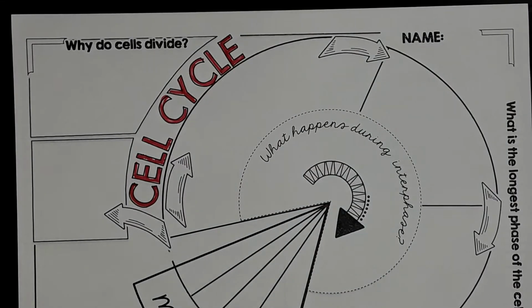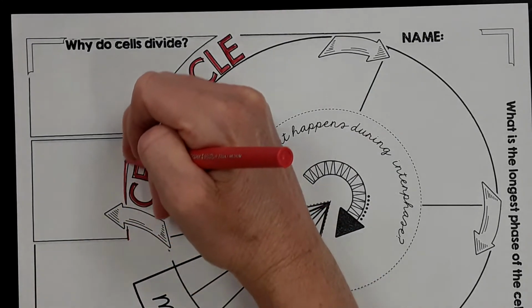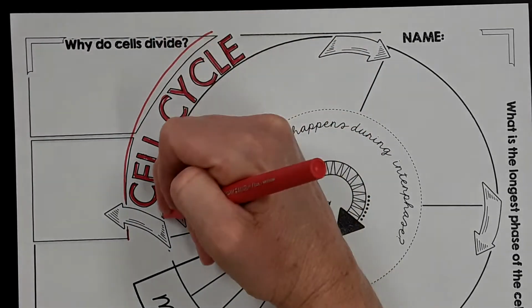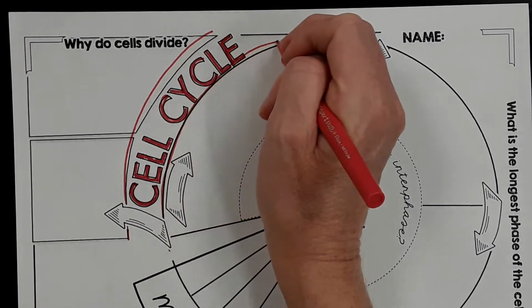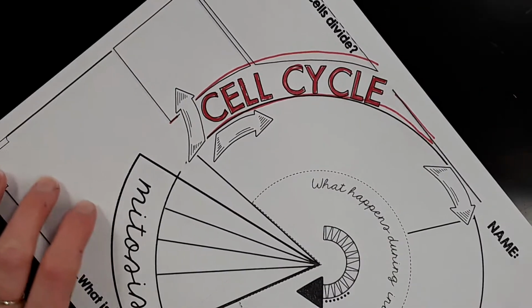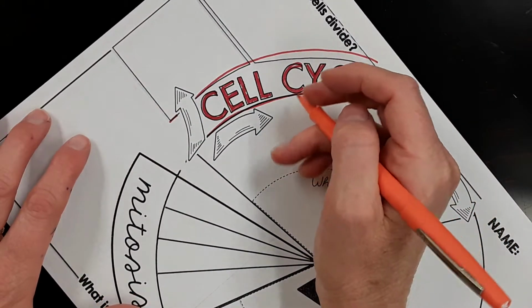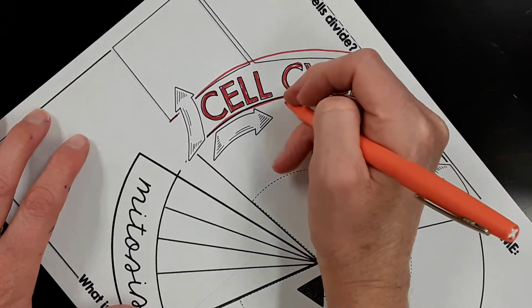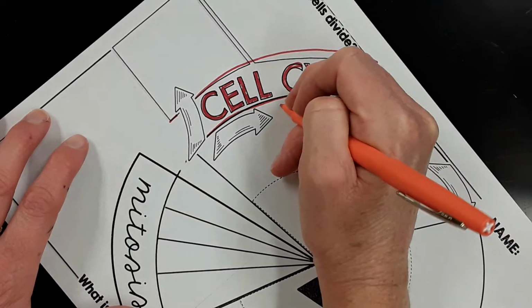So here we have the cell cycle. This whole circle here is going to take us through the life cycle of a cell. And so when a cell begins, it's a brand new cell. The cell is going to start off in what we call G1. So we're going to refer to this as the G1 phase.